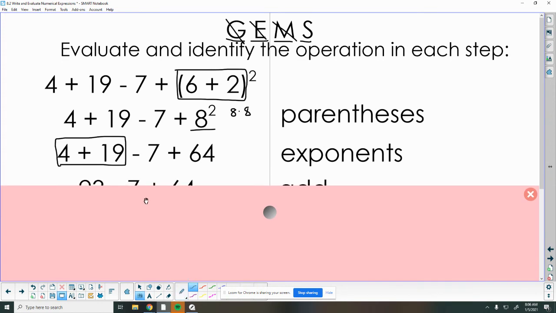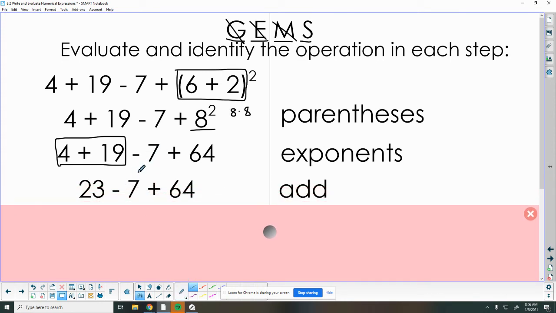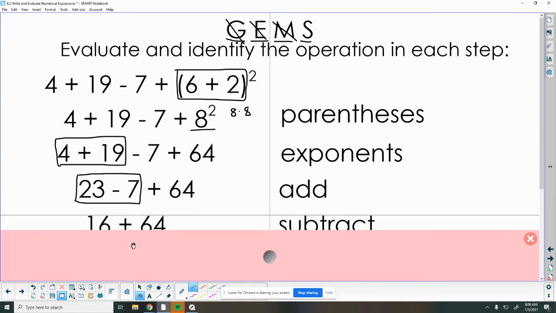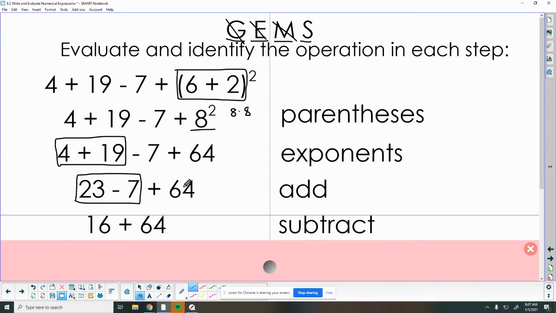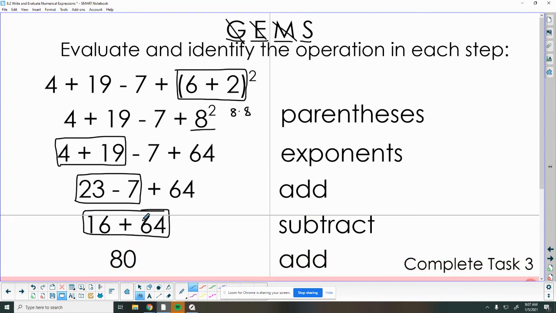So 4 plus 19 is 23. Minus 7 plus 64. I had to add to do that. So we just have all add and subtract, so we're just going left to right. So 23 minus 7 is 16 plus 64. And we subtracted those. And then finally we have 16 plus 64 is 80. And we had to add those.